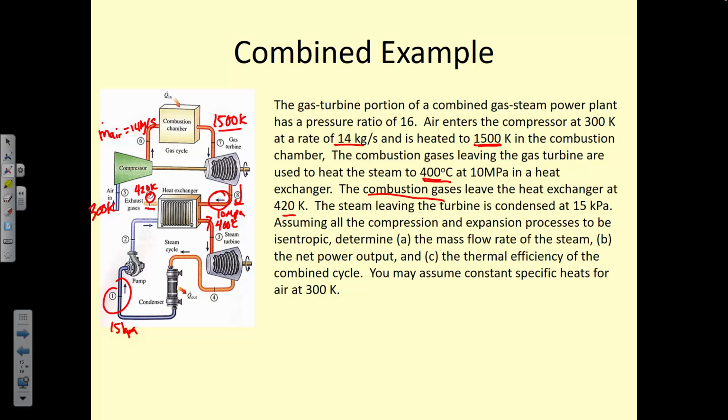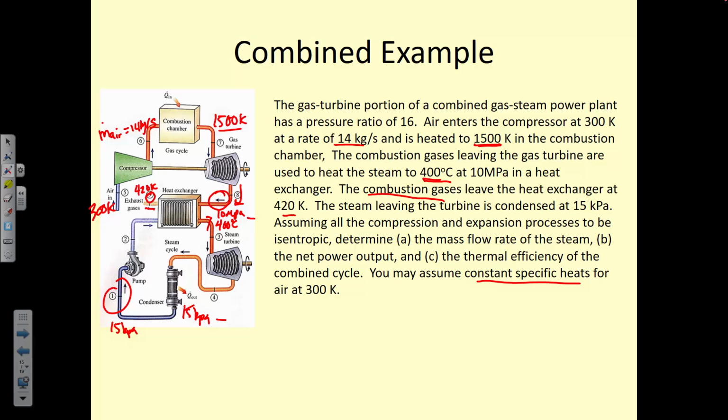Gotta get going. Okay, so the steam leaving the turbine is condensed at 15 kilopascals. That's the condenser pressure. So we know 10 megapascals, 15 kilopascals, that's the pressure range on this cycle. Assuming all the compression and expansion processes to be isentropic, determine the mass flow rate of the steam, the net power output, and the thermal efficiency of the combined cycle. And we can assume constant specific heats, which also simplifies our analysis.